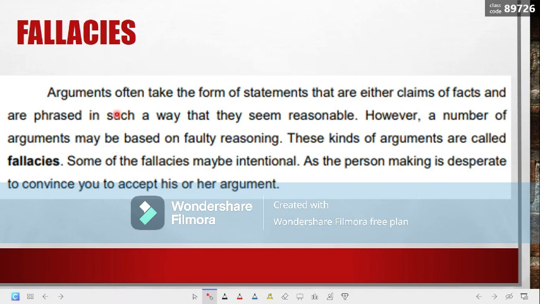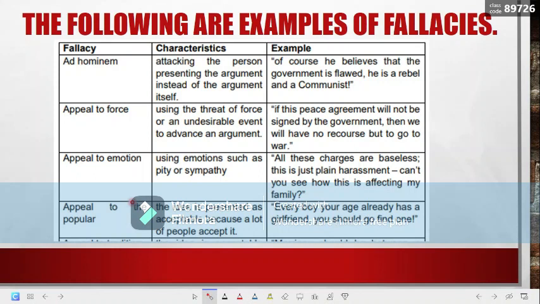So arguments often take the form of statements that are either claims of facts and are phrased in such a way that they seem reasonable. However, a number of arguments may be based on faulty reasoning, and these kinds of arguments are called fallacies. Now, some of the fallacies may be intentional, as the person is desperate to convince you to accept his or her argument. Now, there are examples of fallacies.